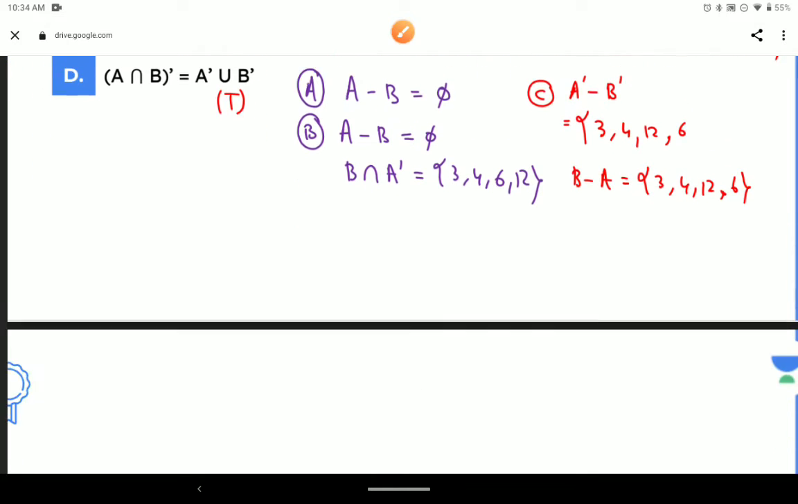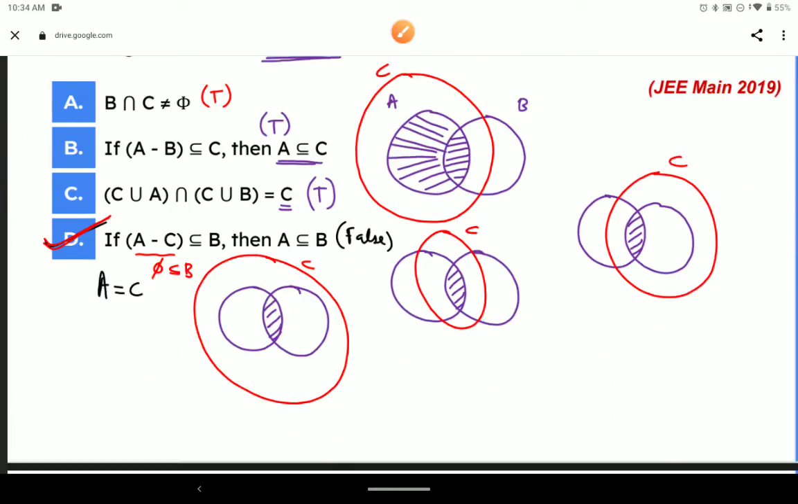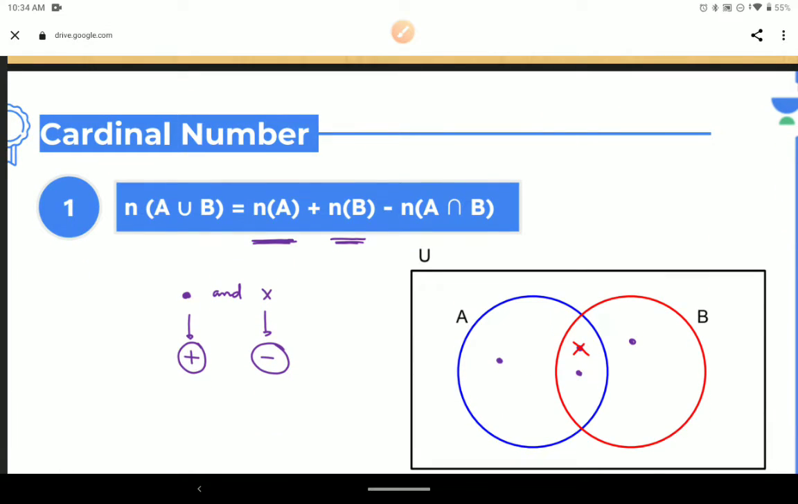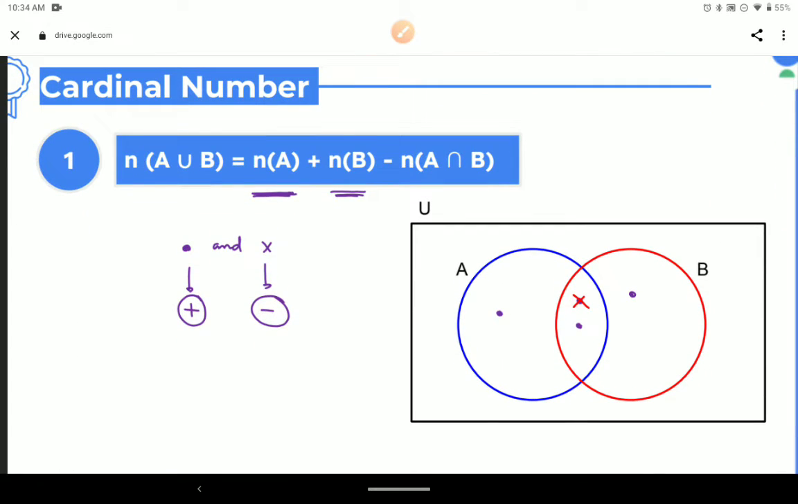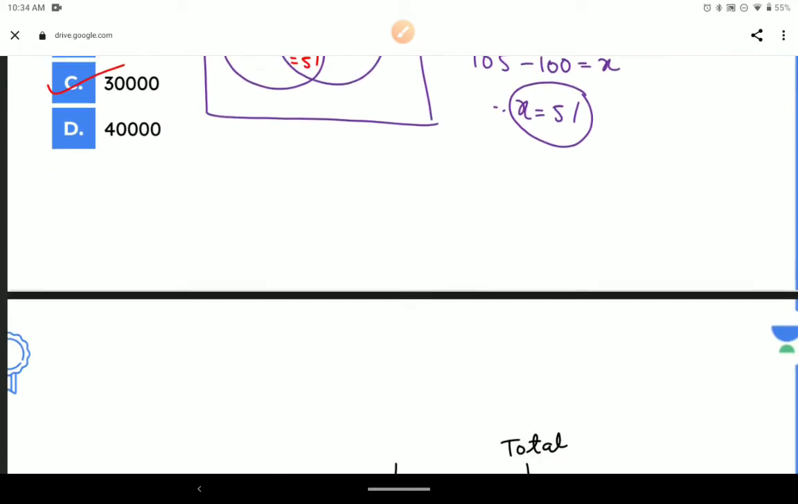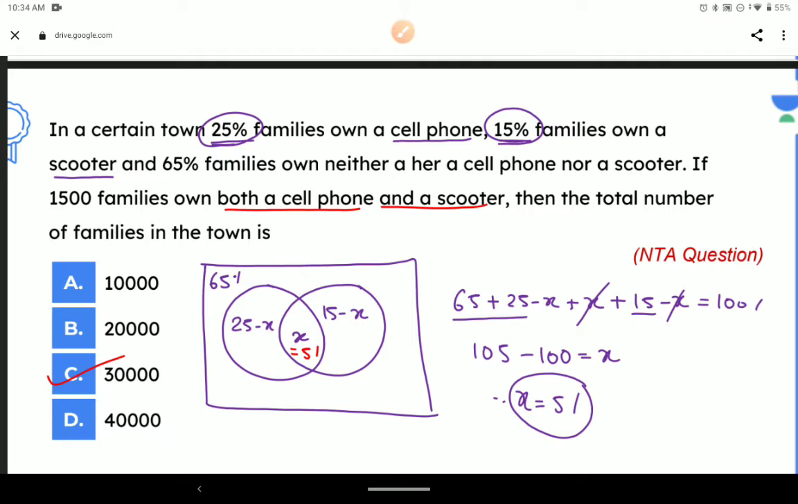So in this way, sets are very easy if you listen carefully. As for cardinal number, I already explained this. But here are some properties you should know, which is n of A union B is equal to n of A plus n of B minus n of A intersection B. This is the second formula. These are problems which are very easy. I'll explain this problem only.